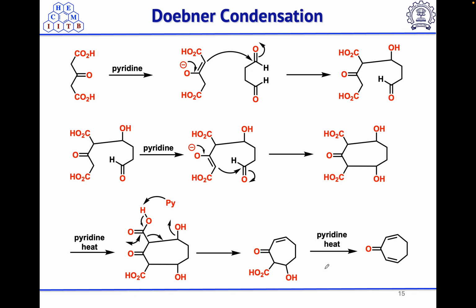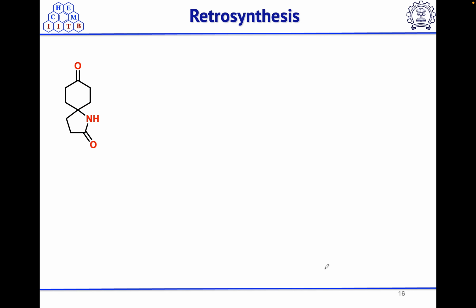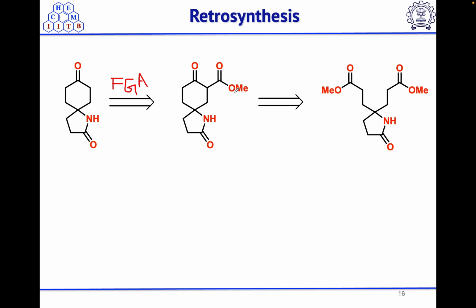So now we'll see the next problem. Yeah, this is our next problem. This is a pretty common problem. How can we think about the C-C disconnection approach? First step is functional group addition. We are adding some ester functionality at the alpha carbon here. Then this is pretty simple, this C-C disconnection, with a similar type of reaction mechanism.